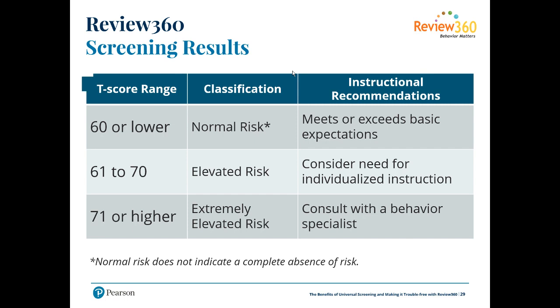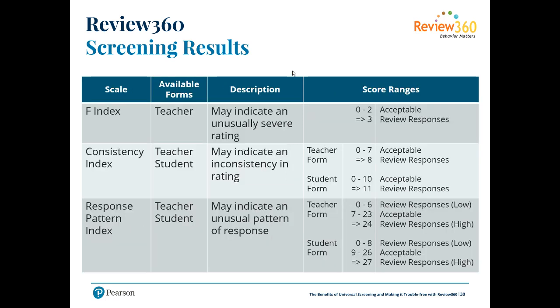Some of the things to think about whenever you're doing screeners, and we have lots of information and data points that come out, are the F index, consistency index, and response pattern. We show this because when you're going in to do analysis and the results are color-coded, you could possibly see a little icon next to the color. If it's green, it's fine. If it's yellow, you're at elevated. And if you're red, you're at extremely elevated. Underneath it may have a little triangle with an exclamation point in it. What that's telling you is that within the screening process, something may have gone awry.